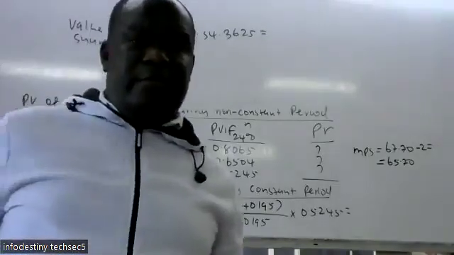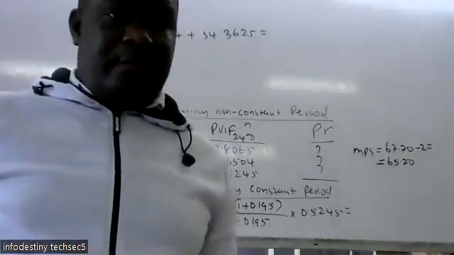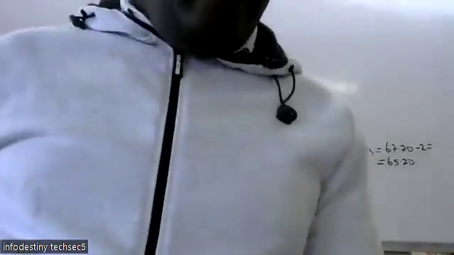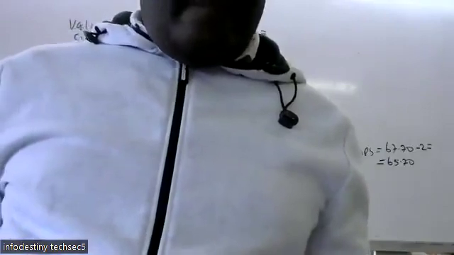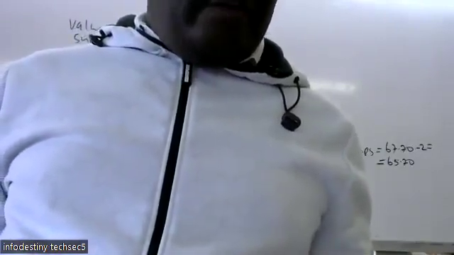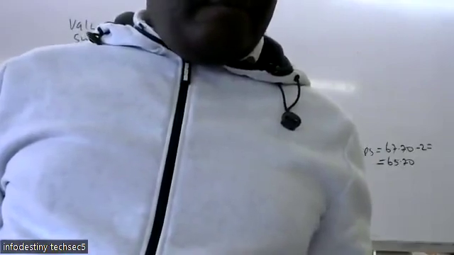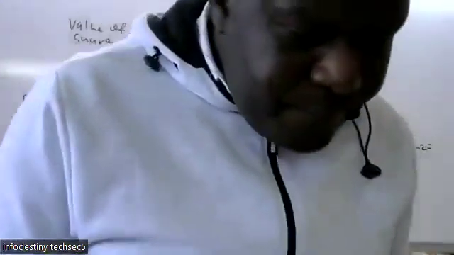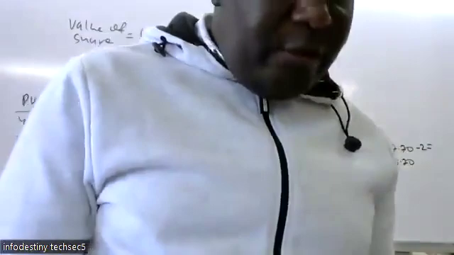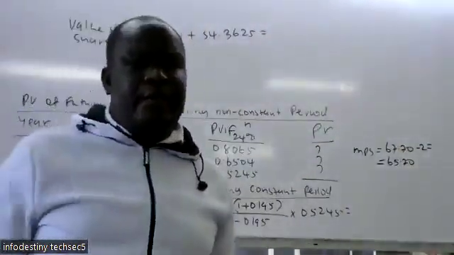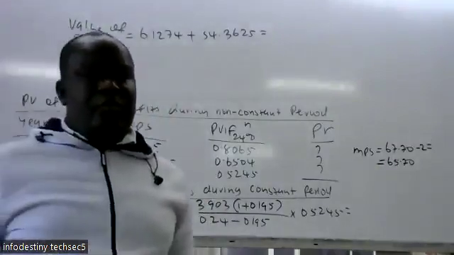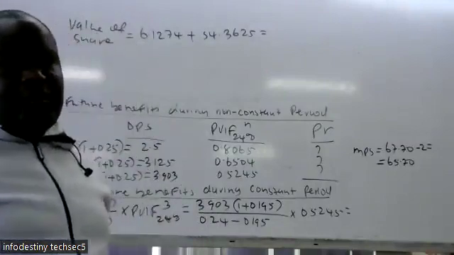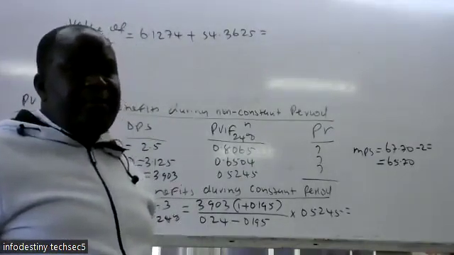The share is overvalued by the market forces. So in Roman letter 2, they were asking me to advise the investor whether to buy. The advice is that the investor should not buy the share because it is overvalued.